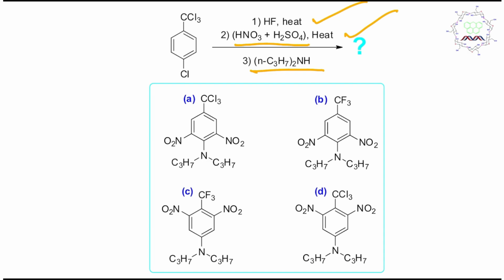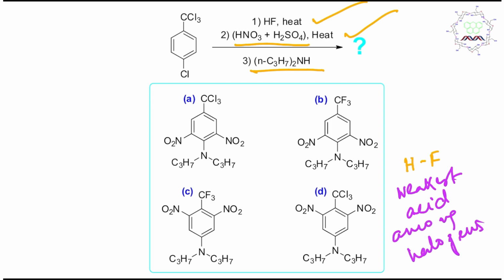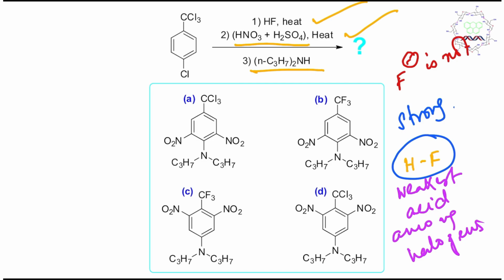Now first of all we need to understand this molecule HF. So remember, this HF is actually the weakest acid among all halogens. So that's why you can say that this H-F bond is pretty strong. So how does it react? Furthermore, fluoride is not a good leaving group, as well as not a good nucleophile. So how can it participate in this reaction?